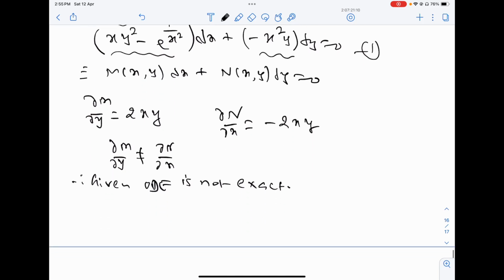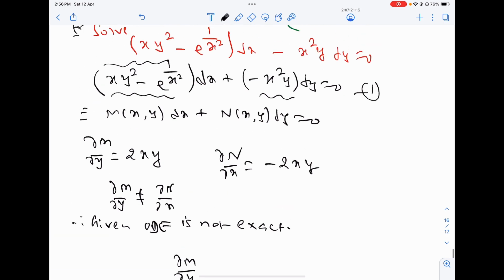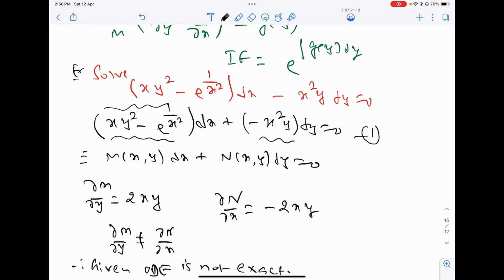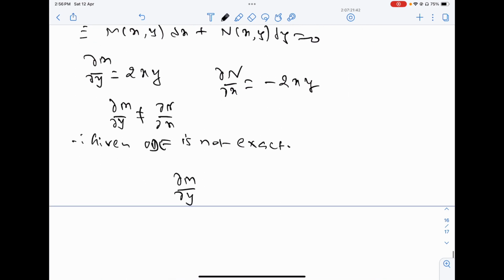Now first of all, it is not homogeneous. Second, it is also not of the form f of xy into y dx plus g of xy into x dy, because here you cannot take y outside, so it is not in that category. So we have either 1 upon M or 1 upon N times del M by del y minus del N by del x. If we do this, we have 4xy.